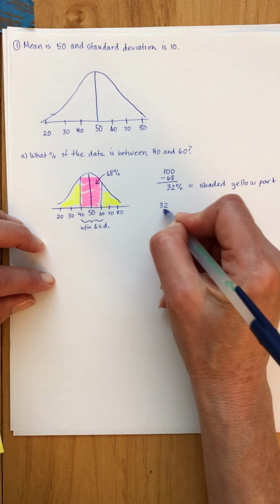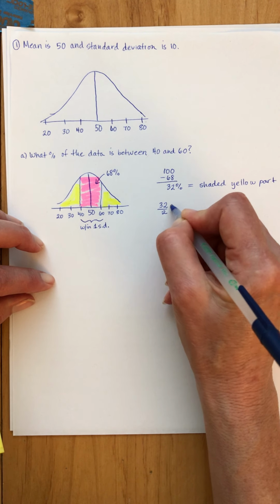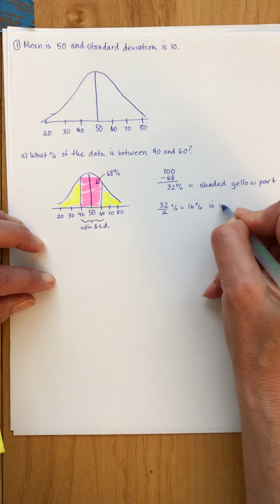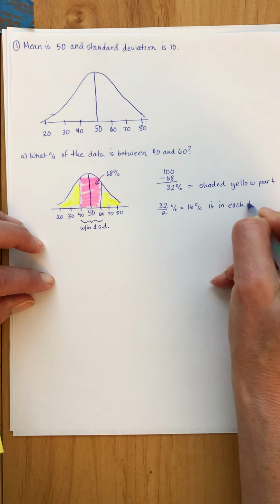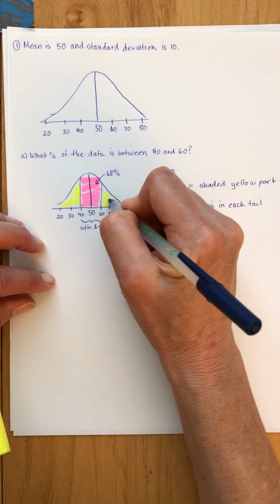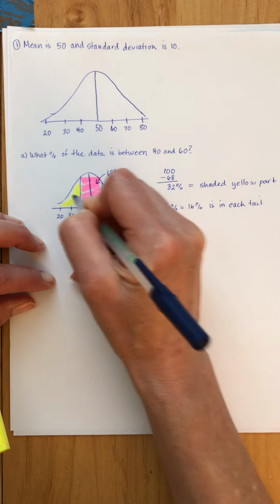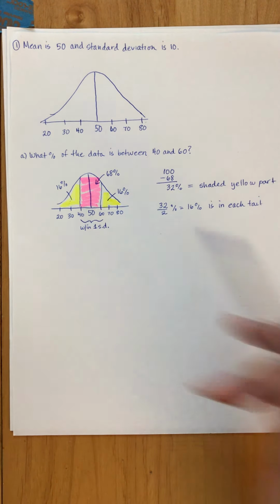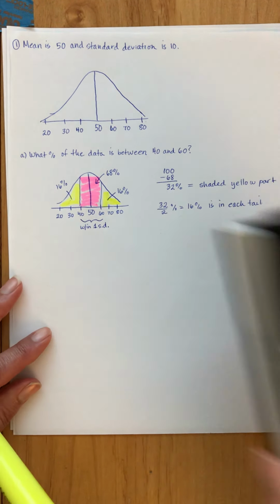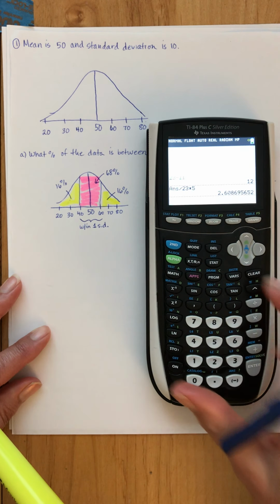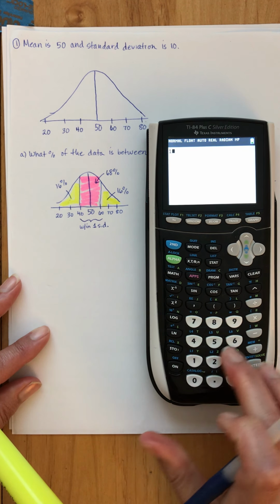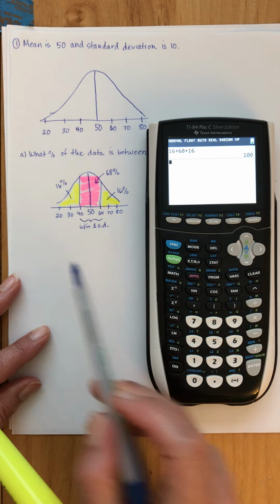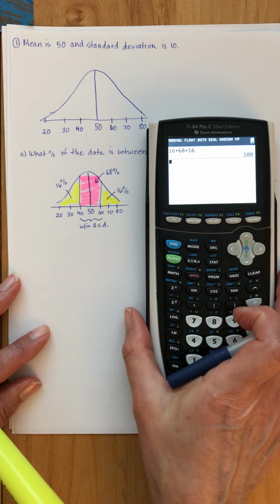So 32 divided by 2, or 16%, is in each tail. So we know that 16% is here and 16% is here. How do we know that we've done it right? Add it up. I've got my calculator here we can use. We're going to take 16 plus 68 plus 16. What do we get? 100. So underneath the curve is 100%.